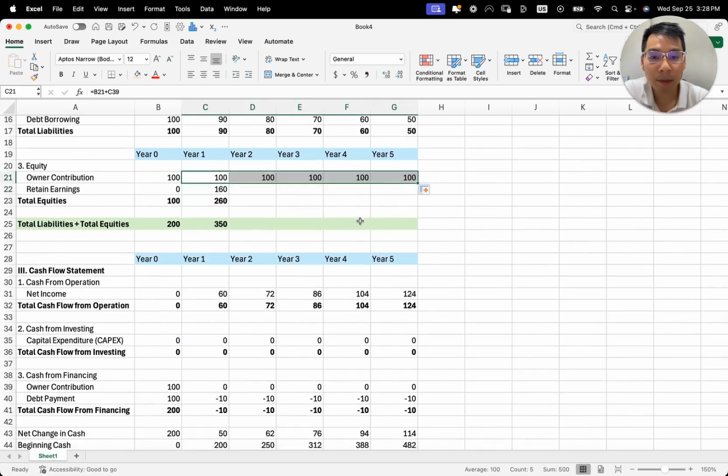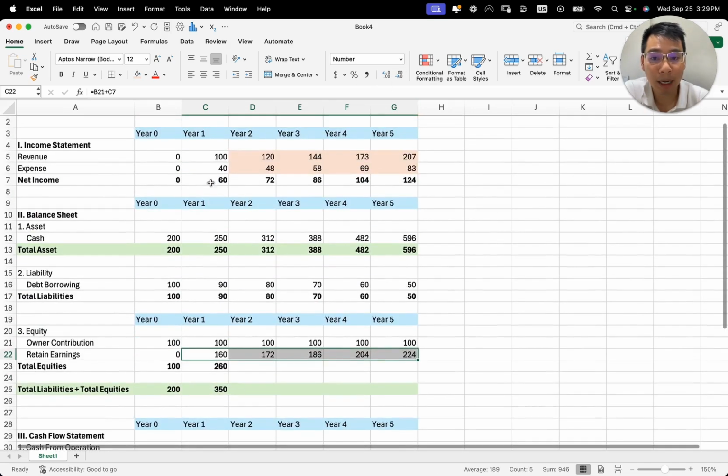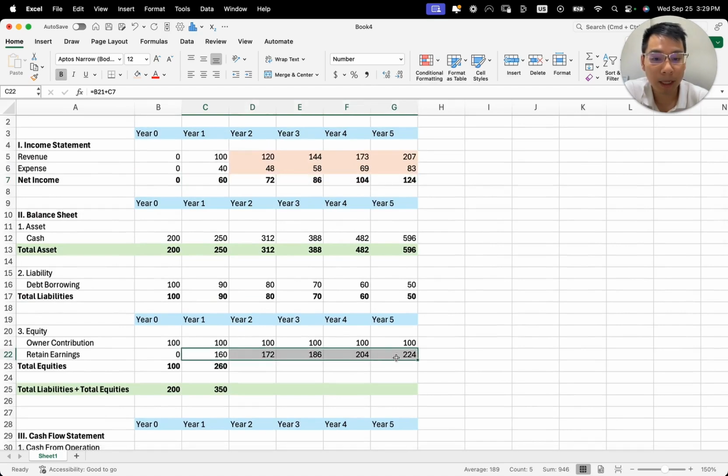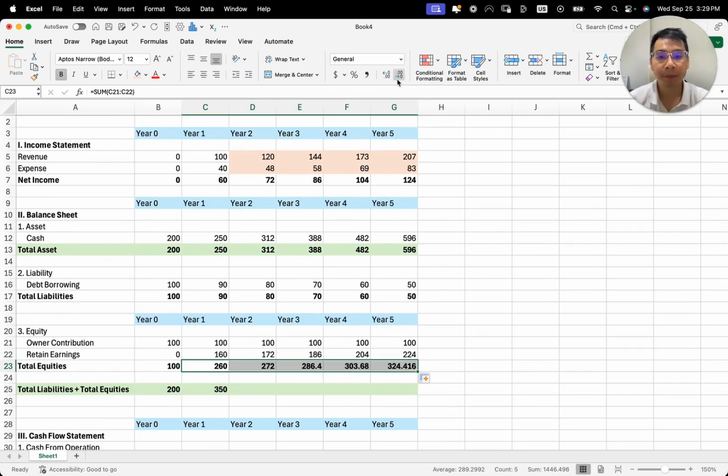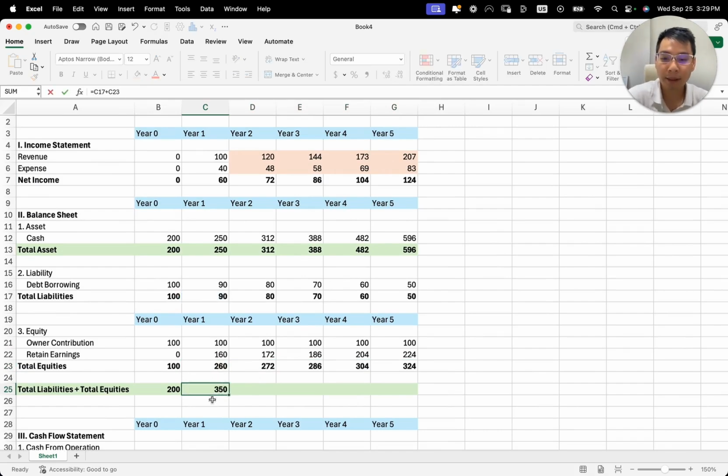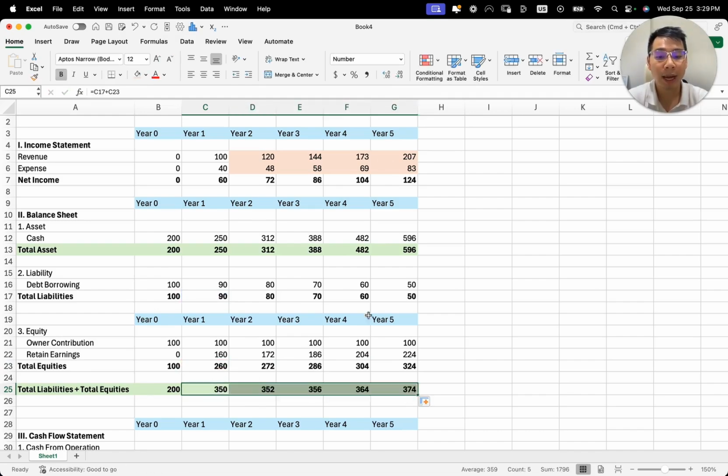And over time, you will see that you only contribute this much, but your retained earnings will grow because you're making more money. Remember, you're making more money up here, and then your equity is also supposed to grow. Now the last part is we want to check if the total liability and equity that we make is equal to the total asset.